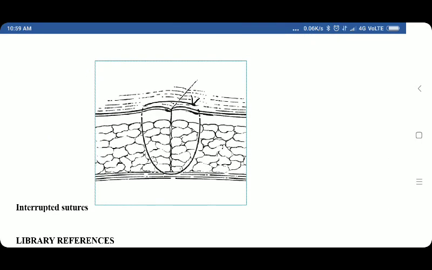Then come interrupted sutures. Students, this is the most basic type of surgical suture used. In this, the sutures are not connected with each other. They are interrupted or separate. That's why we call it interrupted sutures. This type of suturing is generally used in cases of stitching of wounds.